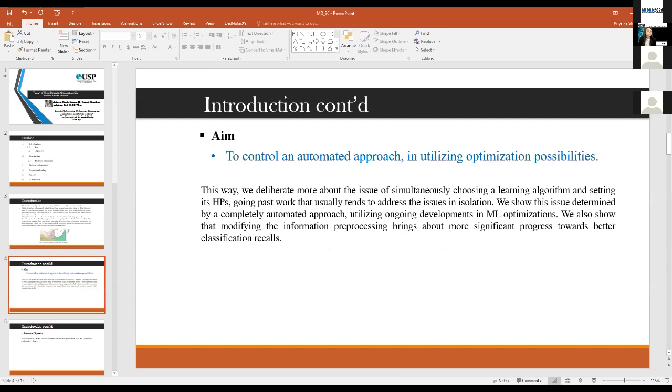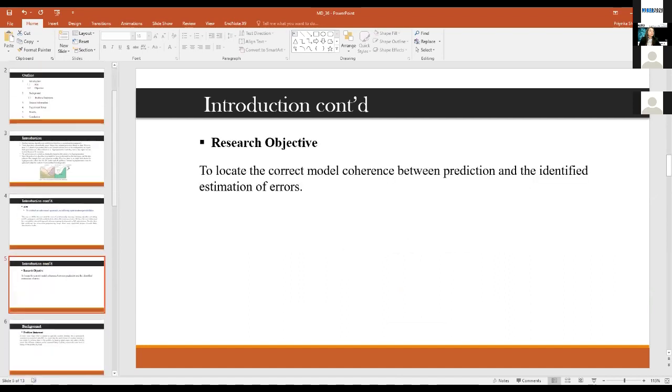Our aim was, in fact, to control an automated approach in utilizing optimization possibilities, meaning we deliberate more about the issue simultaneously, choosing a learning algorithm and its hyperparameters, going past work that usually tends to address this issue in isolation. We have shown that the issue can be addressed by a completely automated approach utilizing ongoing developments in machine learning. So our research objective was to locate the current model coherence between the prediction identified and the estimated errors.